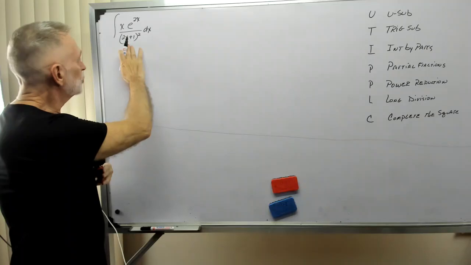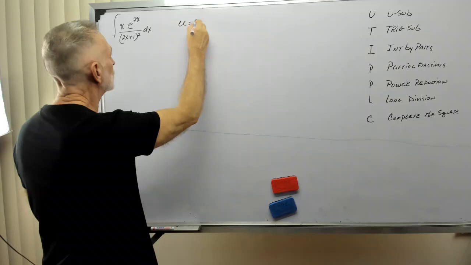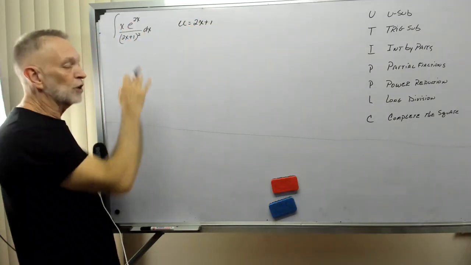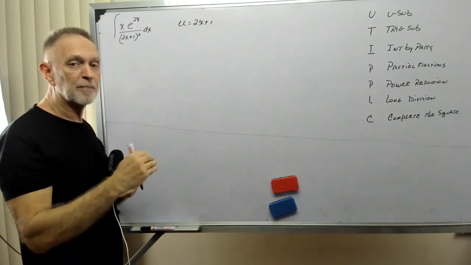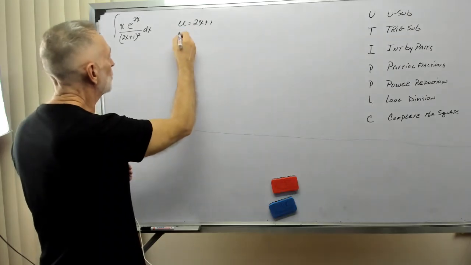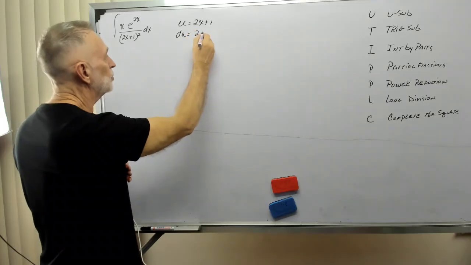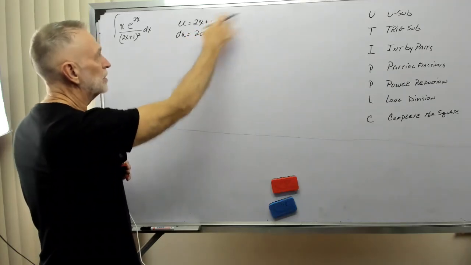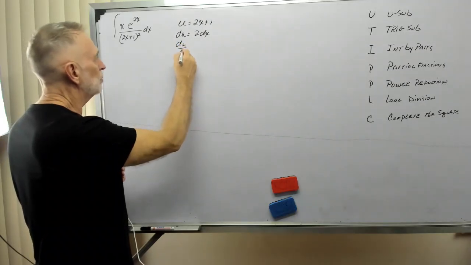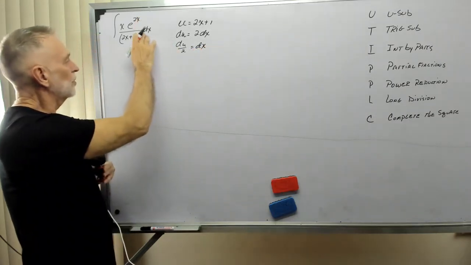Okay, so I'm going to choose u to be 2x plus 1. u equals 2x plus 1. Remember now, my goal is to change all of these x's into something that's a function of u. u is 2x plus 1. du equals the derivative of 2x plus 1, which is 2 dx. Derivative of a constant is 0. So dividing by 2 on both sides, du divided by 2 equals dx. Okay, I've solved for this term.